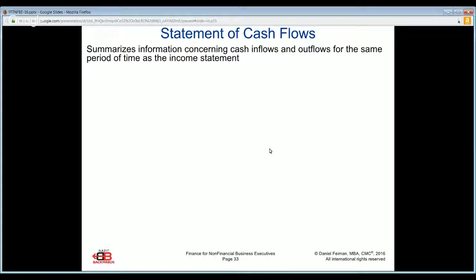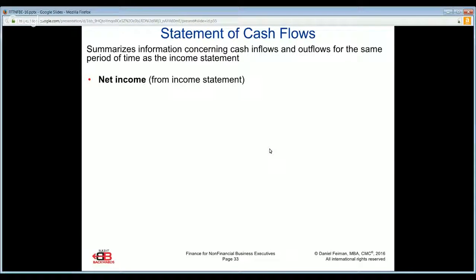What is critical here, as compared to the income statement, which is focused on the accrual method of accounting. If you remember, as we incur obligations, we record them. As we have sales, we record them. So on the income statement, we could have revenue that we've yet to turn into cash. We could have expenses that we've not yet paid. The cash flow statement is focused on cash going in and cash going out, both directly and indirectly.